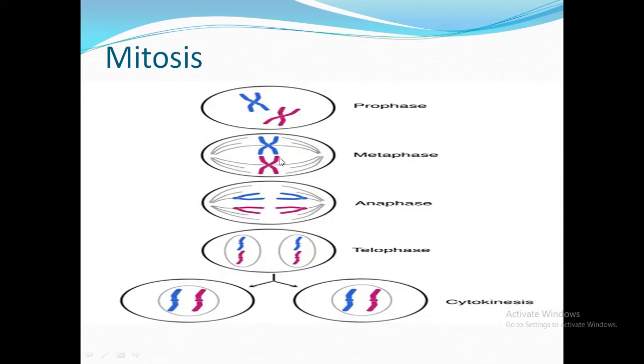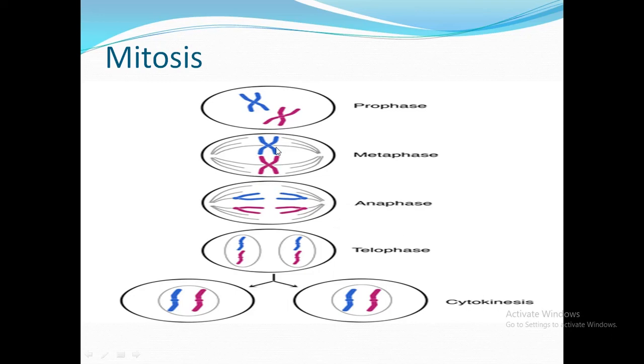The centromeres get separated. Now these spindle fibers pull the sister chromatids. So now this is a typical metaphase chromosome, which has two chromatids, as you can see here.